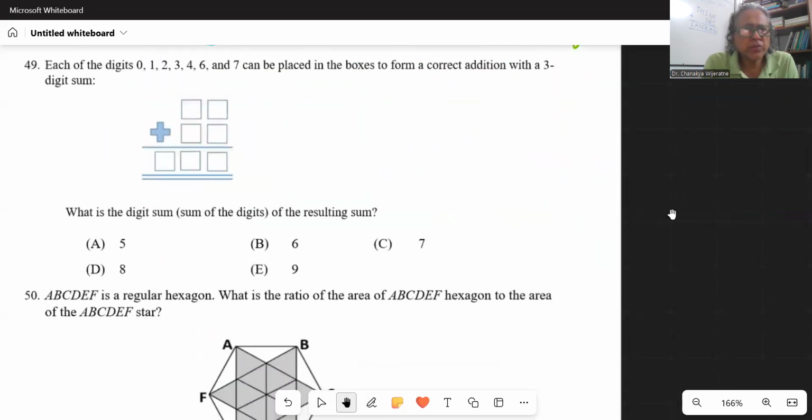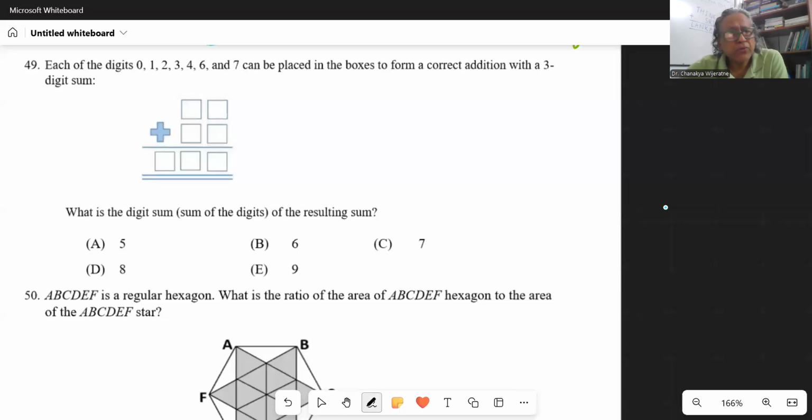Each of the digits 0, 1, 2, 3, 4, 6, and 7 can be placed in the boxes to form a correct addition with a 3-digit sum. What is the digit sum? Which is the sum of the digits of the resulting sum. Right. The question is clear, right? Now, how many digits are here? So we have actually how many? 0, 1, 2, 3, 4, 6, 7. We have 7 digits and 7 boxes, right? So that means different boxes get different digits, right?